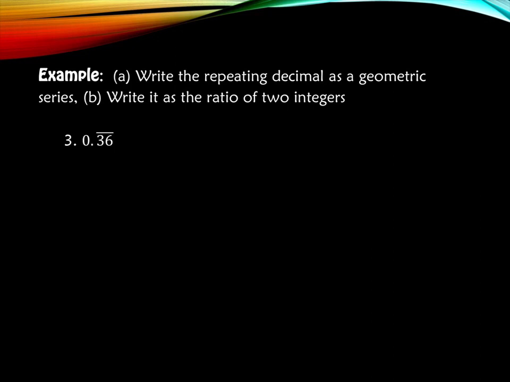This wants you to write a repeating decimal as a geometric series. Part B is what my elementary math students do, is they write it as a ratio of 2 integers. Now, it's possible that you know what this is. Does anybody know what this is? It doesn't have to be in a simplified form, but does anybody know what this is as a ratio of integers?